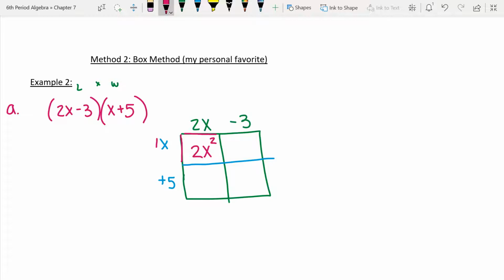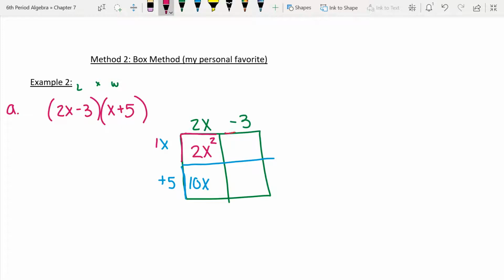Then I'm personally going to go down to the bottom left. What I'm multiplying here is the length, which is 2x, but this time I have a different width, which is positive 5. So 2x times positive 5, I only have constants, so 5 times 2 is 10. The variable tags along. So in the bottom left, I have 10x.